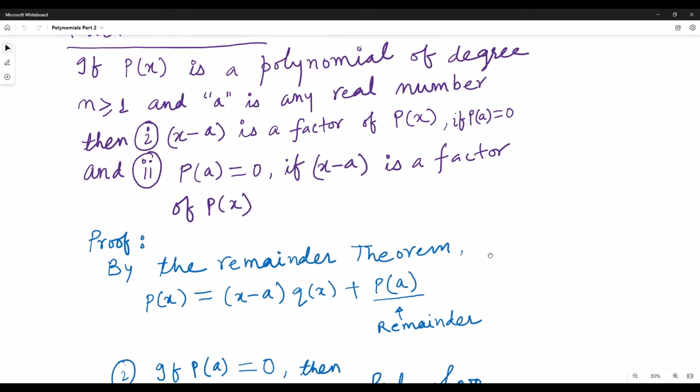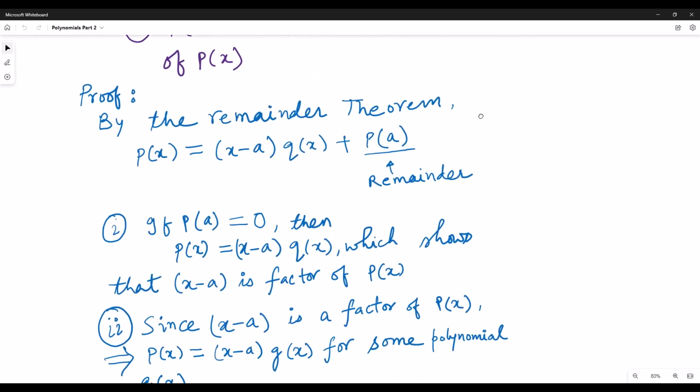So let us do it. By the remainder theorem, we know p(x) equals (x minus a) into q(x). q(x) is the quotient function, right? x minus a is the divisor, q(x) is the quotient, and p(a) is the remainder. Here we are not writing r. Instead of r, we are directly writing p(a), because p(a) is the remainder when we divide p(x) by x minus a. So this needs to be understood clearly. That comes from the remainder theorem.